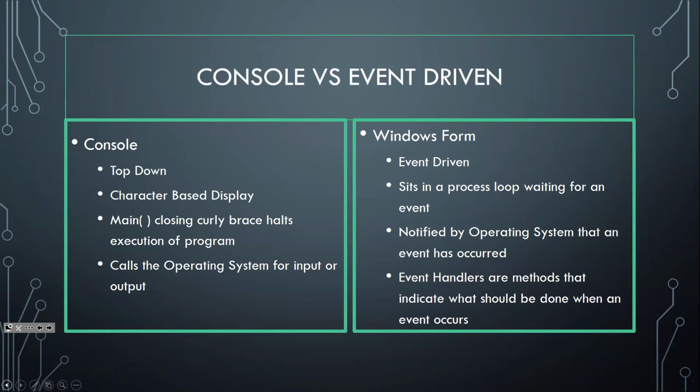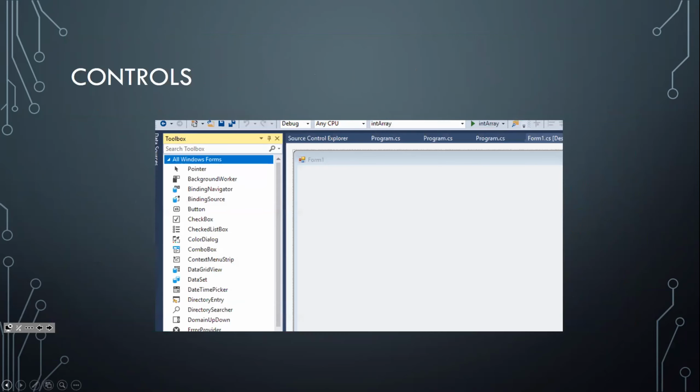With Windows Forms, besides being event-driven, it's actually sitting in a process loop, waiting for an event. So it's always active, always running, waiting for somebody to click something. When an event occurs, the operating system will notify that application, and then the event handler methods will be kicked off to process that event. Those event handlers are special methods. They're still just methods, but they're methods that indicate what we want to do when that event occurs.